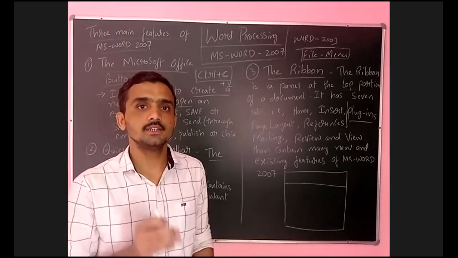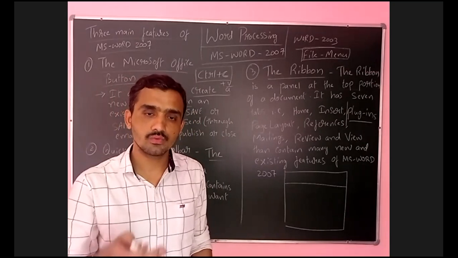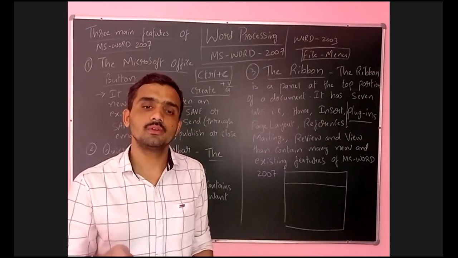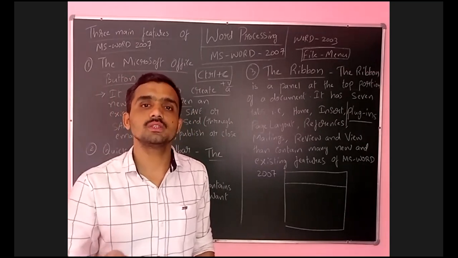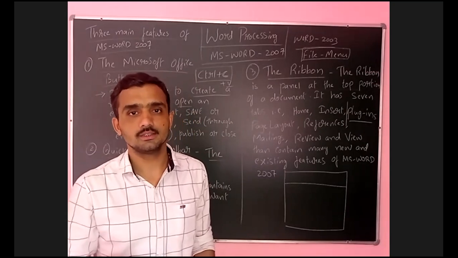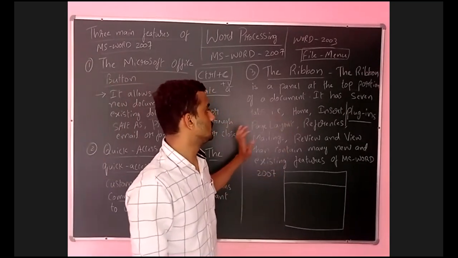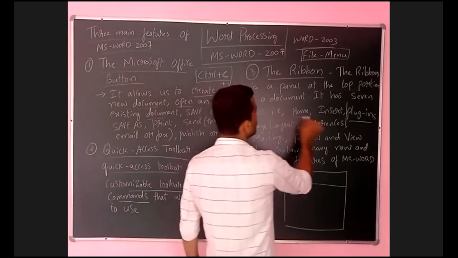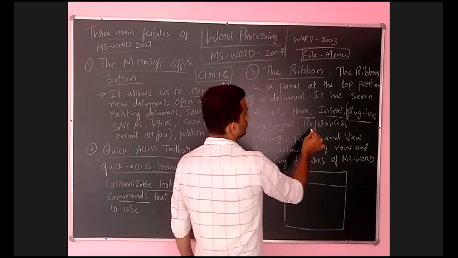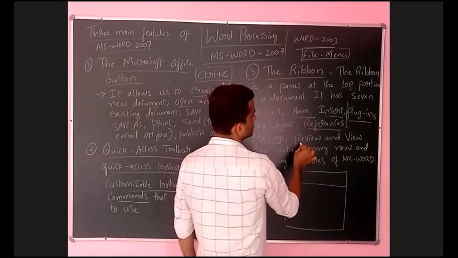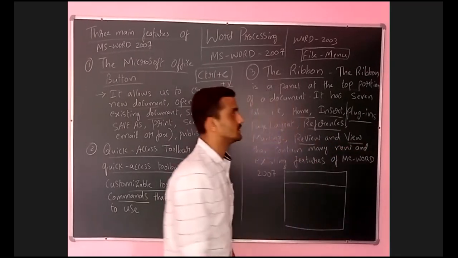Okay, like that. See, if you have the updated version of MS Office 2007, or if you update using the internet, new features will be added. So in general, we can consider 7 tabs. Those 7 tabs are home, insert, page layout, references, mailings, review, view. So these are the 7 tabs.